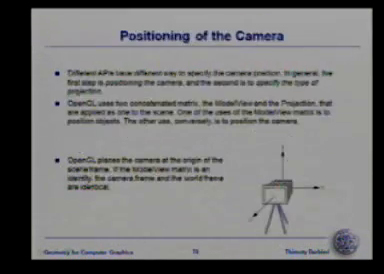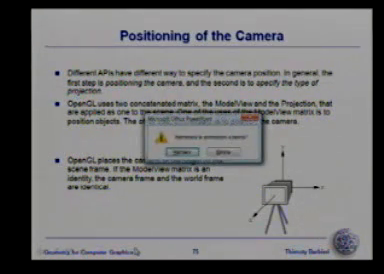Okay, I think we can take a small break, and we will start after the break with visibility determination.